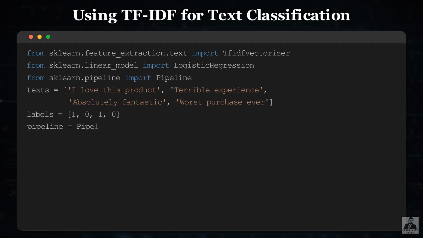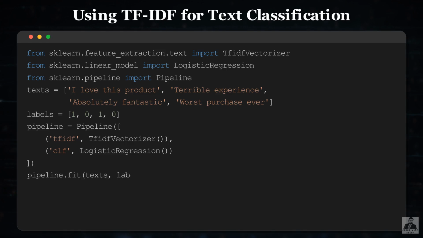Here is a practical example of TF-IDF feeding directly into a text classifier. We use scikit-learn's pipeline to chain TF-IDF vectorization and logistic regression together. The pipeline treats them as a single unit. When we call fit, it first transforms the text into TF-IDF vectors and then trains the classifier on those vectors. When we call predict on new text, it first vectorizes it using the same vocabulary and scores from training, then runs it through the classifier. This is the standard pattern for classical NLP classification tasks.